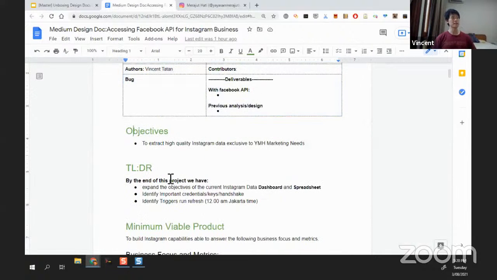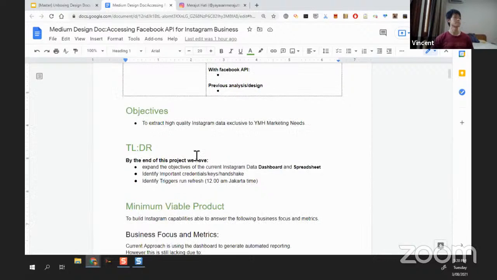The very first section that you see is the objective. In this case, to extract high quality Instagram data, exclusive to YMH marketing needs. The objective here should be a one-liner. It should be very short. It shouldn't be five sentences in one paragraph. It should be a very short, simple statement: this is what I want to do. I want to extract high quality Instagram data or insights.